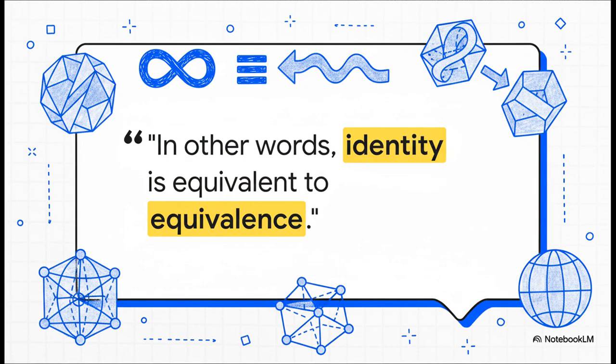The univalence axiom just steps in and says, yep, absolutely. In the words of the people who literally wrote the book on this stuff, identity is equivalent to equivalence. Just let that sink in for a second. It's a bold declaration that if it walks like a duck and quacks like a duck, it is a duck.